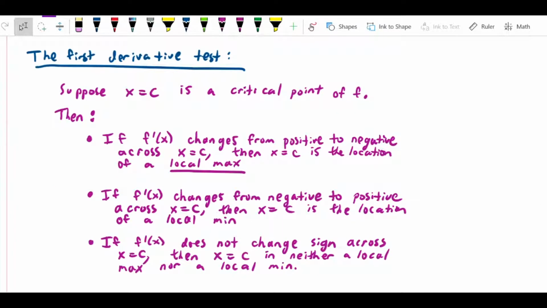The first derivative test says, suppose that x equals c is a critical point of f. Then there are three options. One is if f prime changes from positive to negative across x equals c, then x equals c is the location of a local max. On the other hand, if f prime changes from negative to positive across x equals c, then x equals c is the location of a local min. And if f prime doesn't change sign at all across x equals c, then x equals c is neither a local max nor a local min.